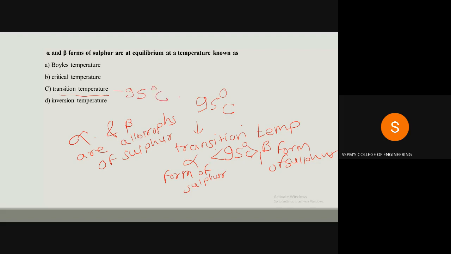This is for sulfur. It is not critical temperature. For water, it is critical temperature. Inversion temperature is also there, and boiling temperature. Transition temperature is for alpha and beta forms of sulfur. So it is 95 degrees Celsius.